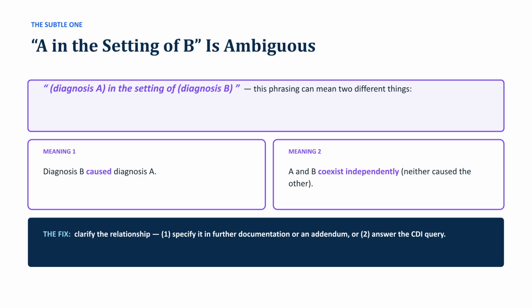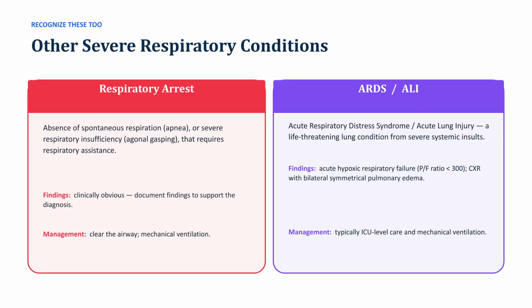Another subtle but important issue is the phrase "in the setting of." This is ambiguous because it could imply a cause and effect relationship, or simply that two conditions coexist. To ensure accurate coding, always clarify the relationship between the diagnoses in your notes, an addendum, or by responding to a CDI query.